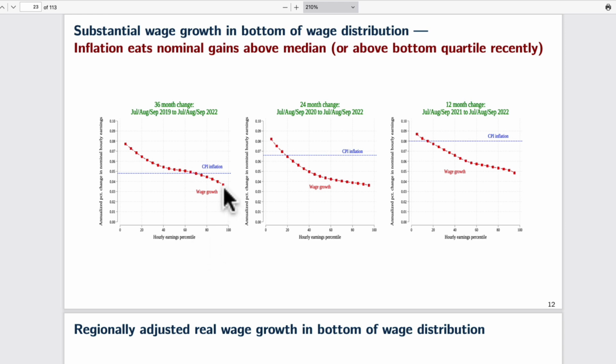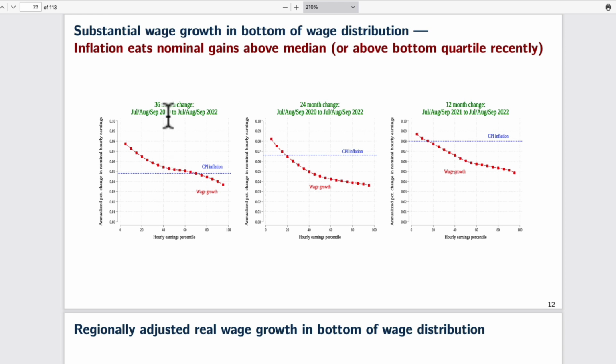Over here at 100%, this represents the top hourly earners. Down here are the lowest hourly earners, and here is CPI inflation. Again, this is the 24-month change, and this is the last 12 months. You can see that CPI has increased in each of the months. If you're above CPI, your real wage is increasing.